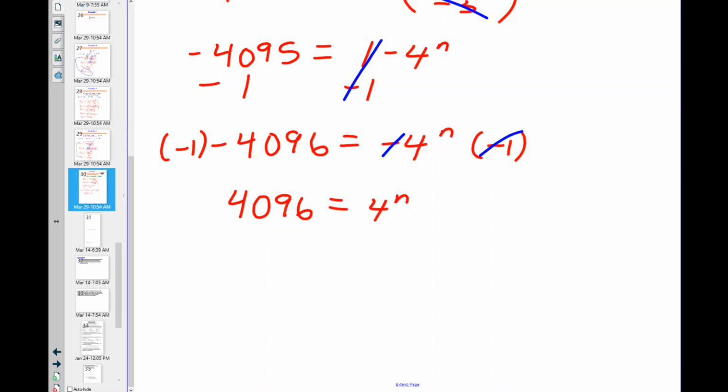What base would the log be? Yeah, so log base 4. I'm guessing you're going to use change of base on your calculator. And what is that? What's log 4096 divided by log 4? 6. So 6 is equal to n.